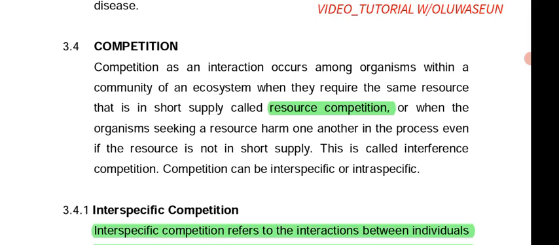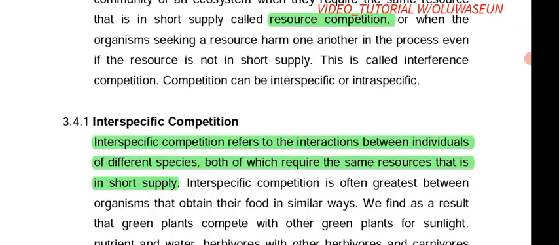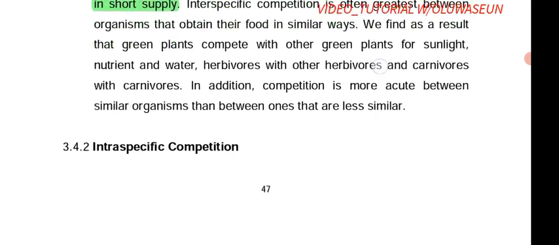Now let's discuss the two types of competition that we have. We have interspecific competition and we have intraspecific competition. What is interspecific competition? Interspecific competition refers to the interactions between individuals of different species, both of which require the same resources that are in short supply. When you hear inter, you mean between one or more species. Interspecies competition. Okay. Now, another type is intraspecific competition.